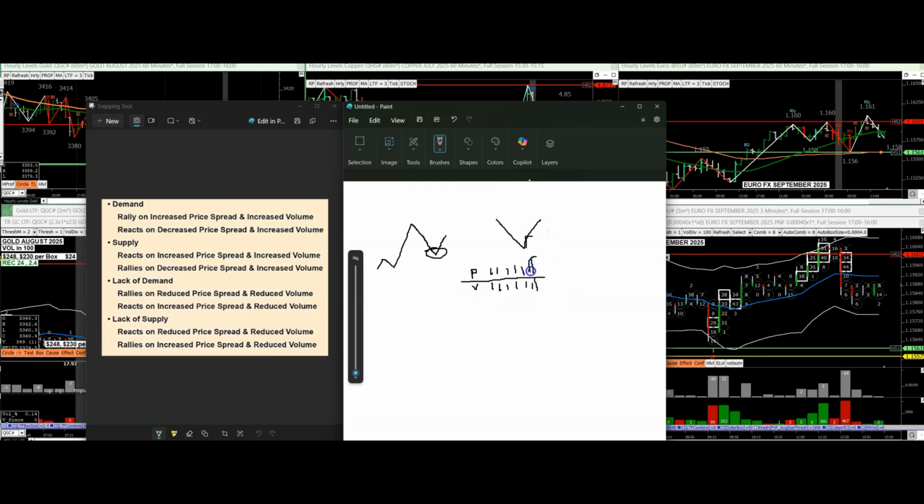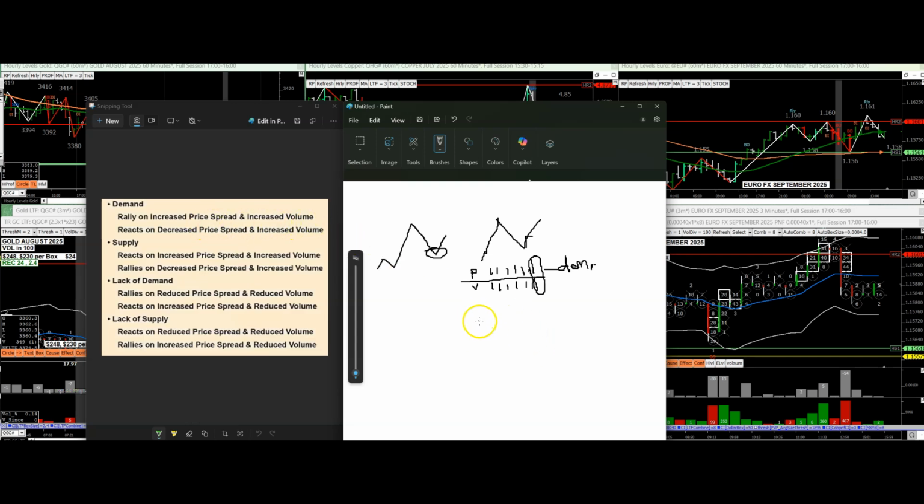So this is an expression of demand. The price pulls back, and then over here you have a big range and big volume. So this is the expression of demand. You have increased price spread and increased volume right here.